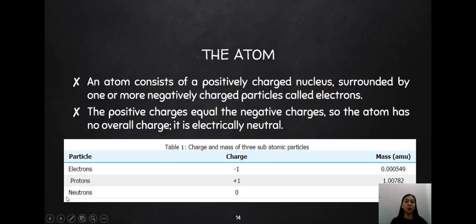And inside the nucleus are your protons and neutrons. Now, your proton is actually a positively charged particle having a mass of 1.00782 atomic mass unit. And finally, you have your neutrons with a charge of 0, having a mass of 1.00867 atomic mass unit. So as you can see, the negative here will actually counteract the positive here. Therefore, it conforms with the statement earlier which says that the atom has no overall charge. So again, the atom contains three subatomic particles: your electrons, your protons, and your neutrons.